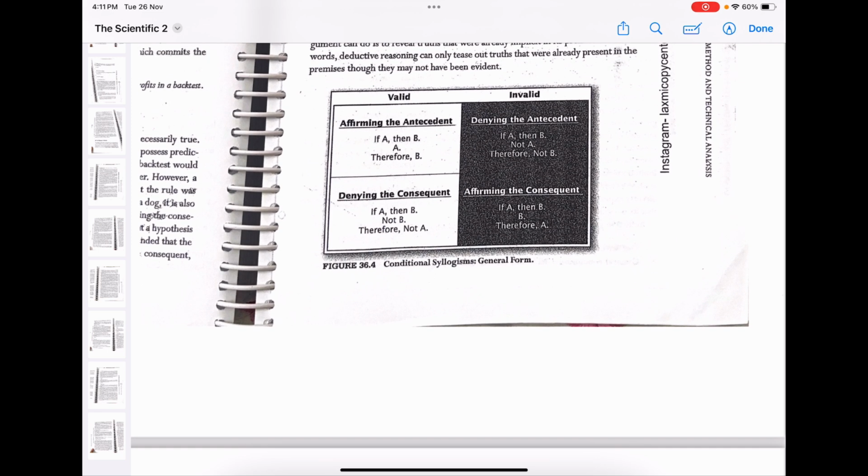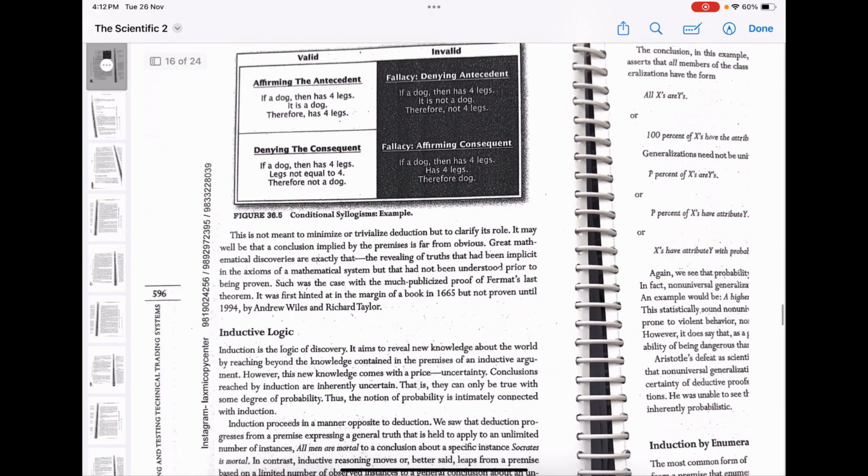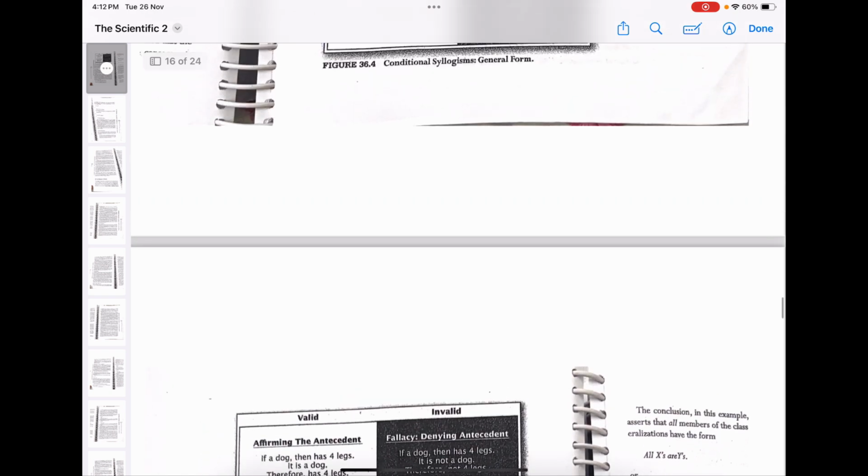Valid: affirming the antecedent is valid. Denying the consequent is also valid. Denying the antecedent is not valid. Affirming the consequent is not valid. If A, then B, A, therefore B. If A, then B, not B, therefore not A. That's not true. So I hope you understood the conditional syllogisms, right?